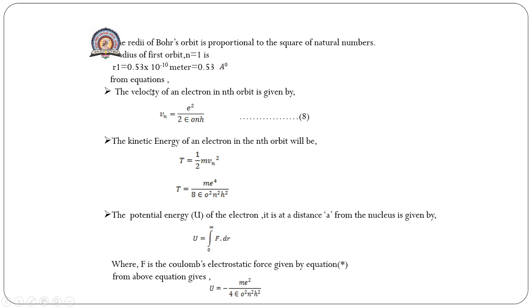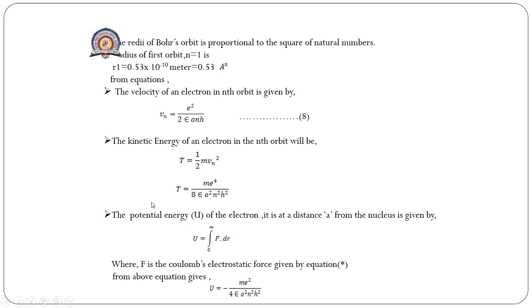From this equation, the velocity of an electron in the nth orbit is given by Vn is equal to e square upon twice epsilon 0 n into h. The kinetic energy of an electron in the nth orbit will be T is equal to 1/2 m Vn square. We have to put the value of Vn from this equation. Now T is equal to m e raised to 4 upon 8 epsilon 0 square n square h square. We will get here the value of kinetic energy.